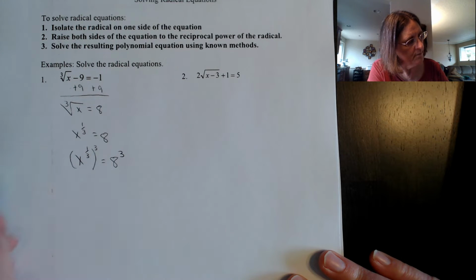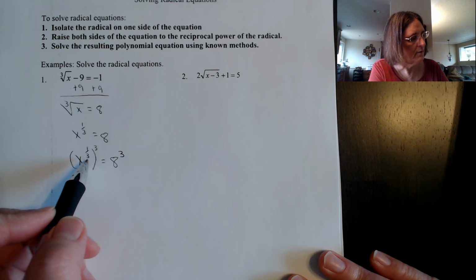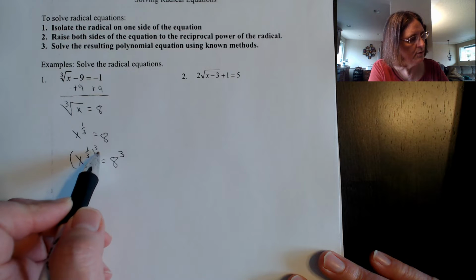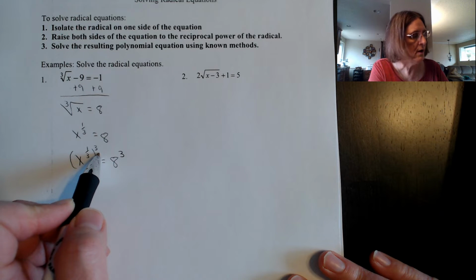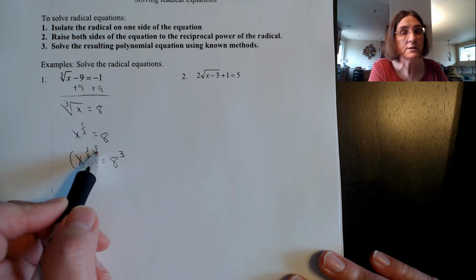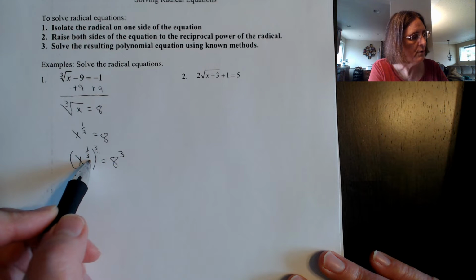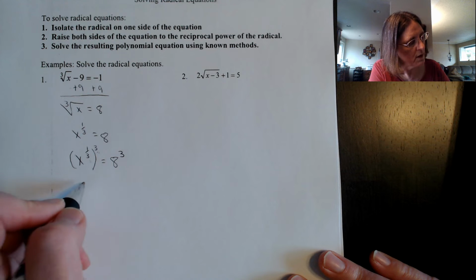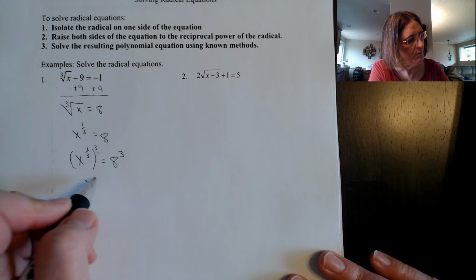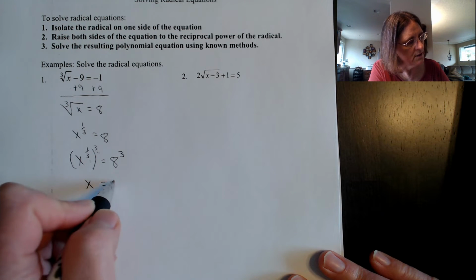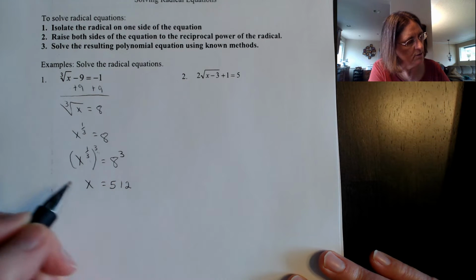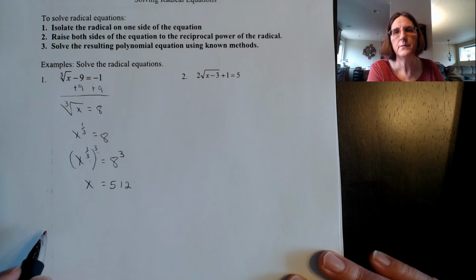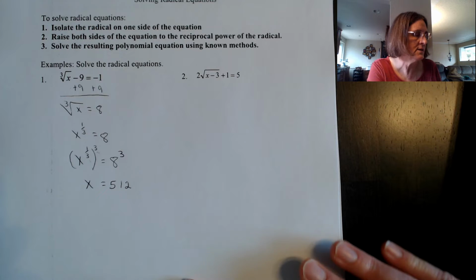When I do that, on the left side we have an exponent of 1/3 raised to the third power. So our rule says to multiply these exponents. So when multiplying reciprocals, we get 1. 1/3 times 3 is 1. So we end up with x to the first power, or just x, is equal to 8 to the third, which is 512. Let's take a look at our second example now.